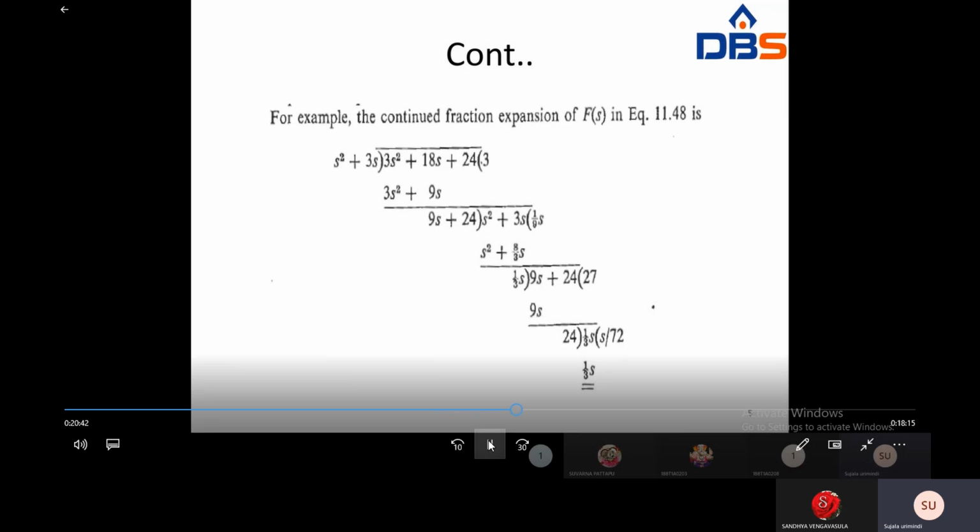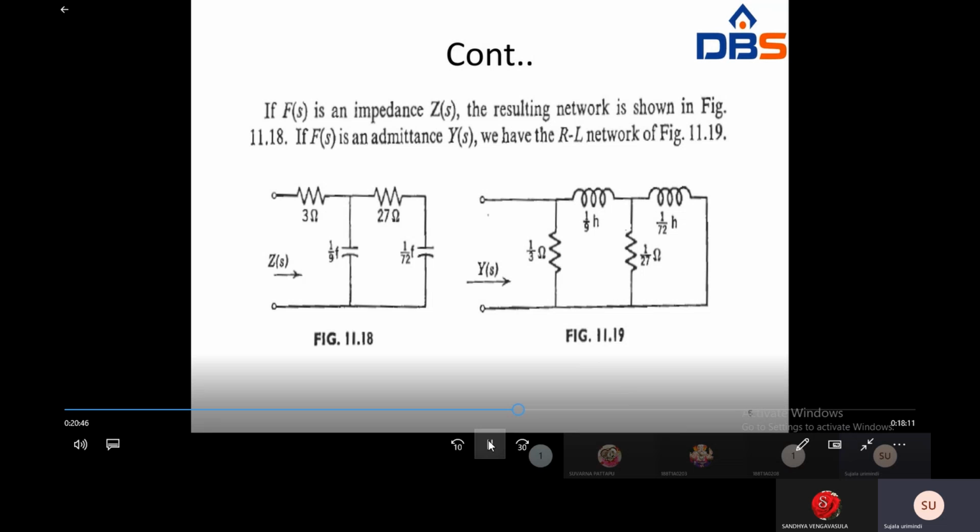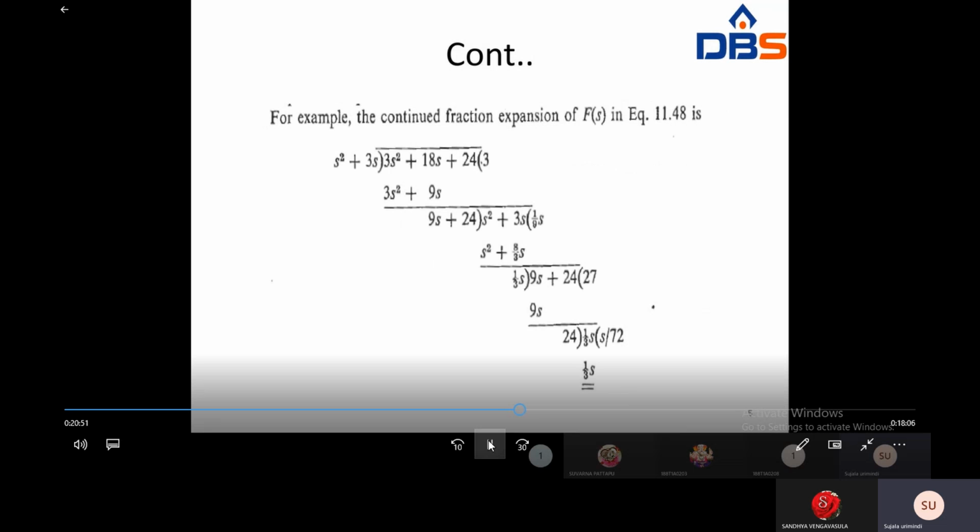Again, whatever the s square plus 3s value is, you have to put here. And then what is the form? Now you have to divide s square by 9s. s and s will be cancelled, giving s by 9. Then you have to multiply 9s into s by 9, it gives s square, and 24 into s by 9, that is 8s by 3. Now what is the value? 1 by 3 into s.